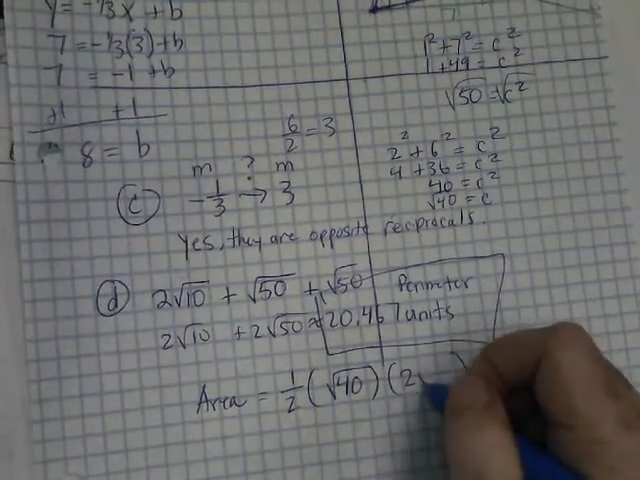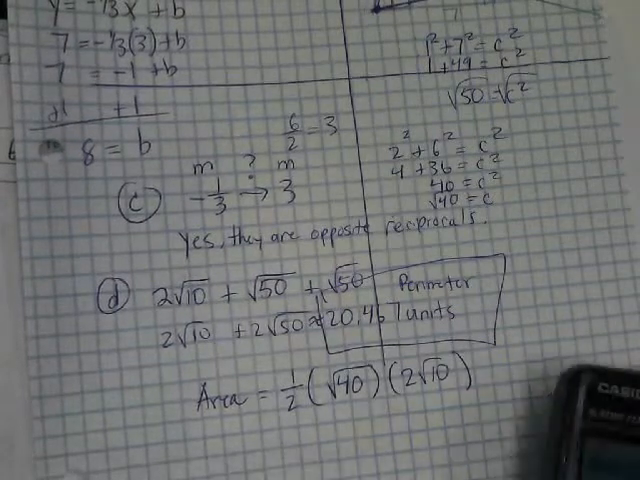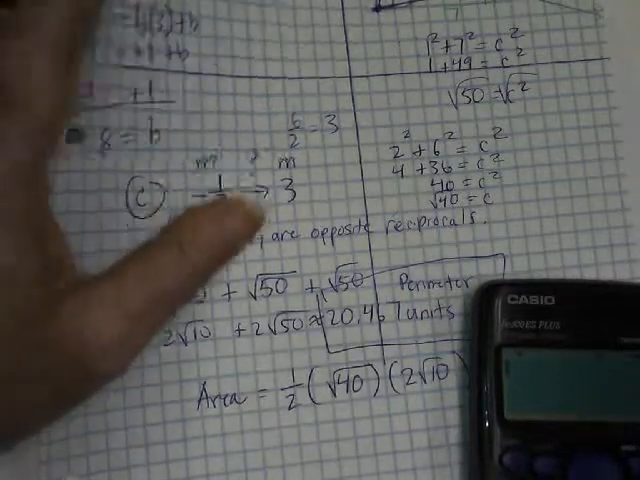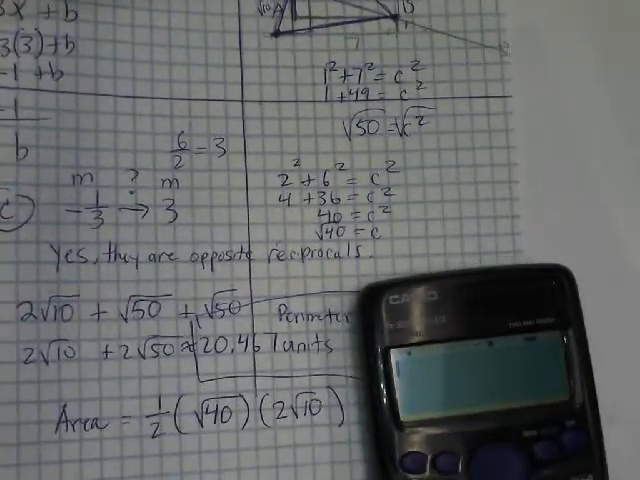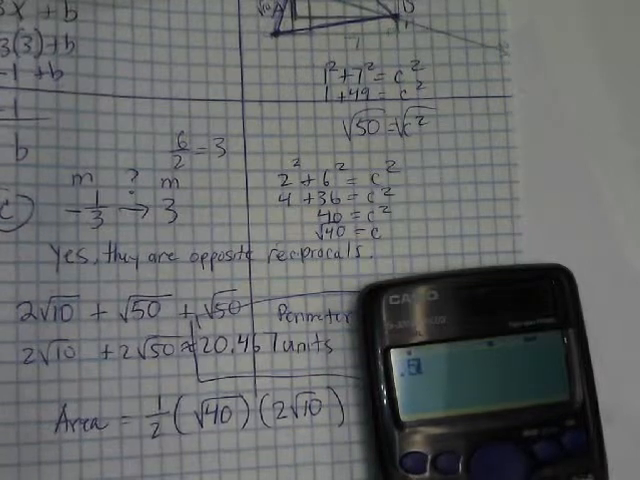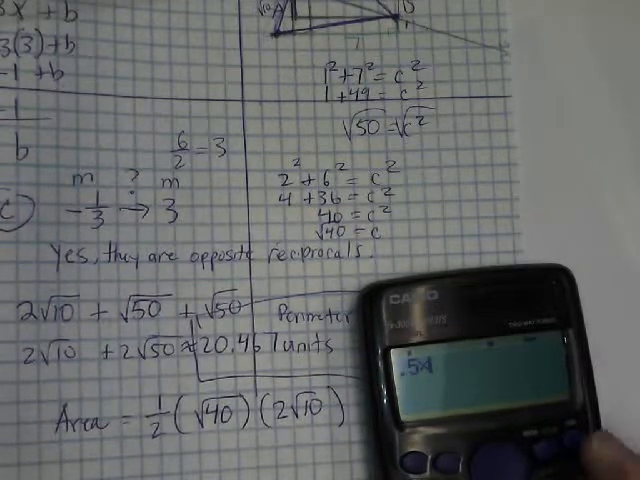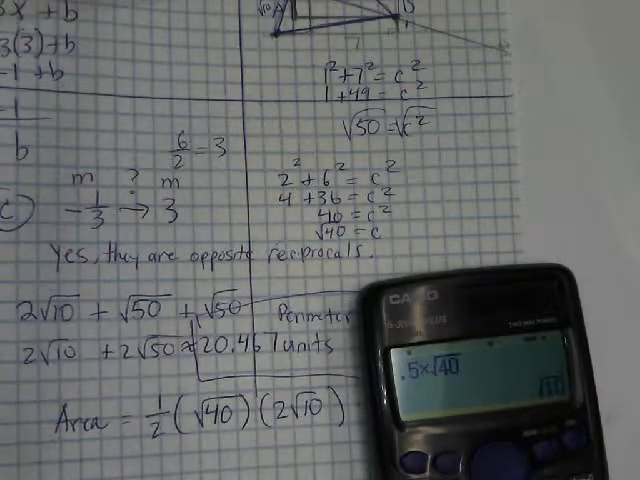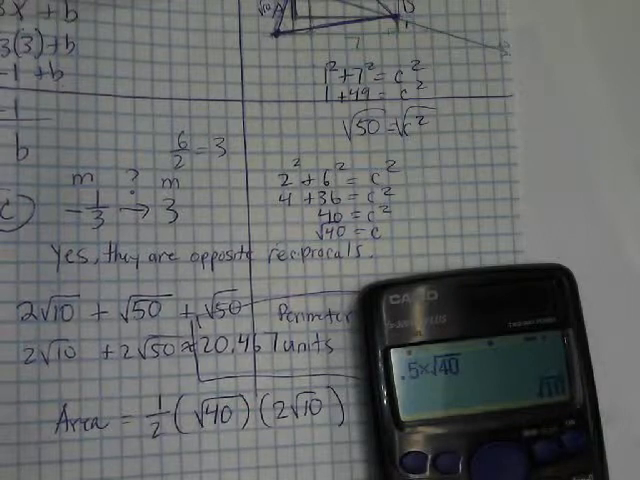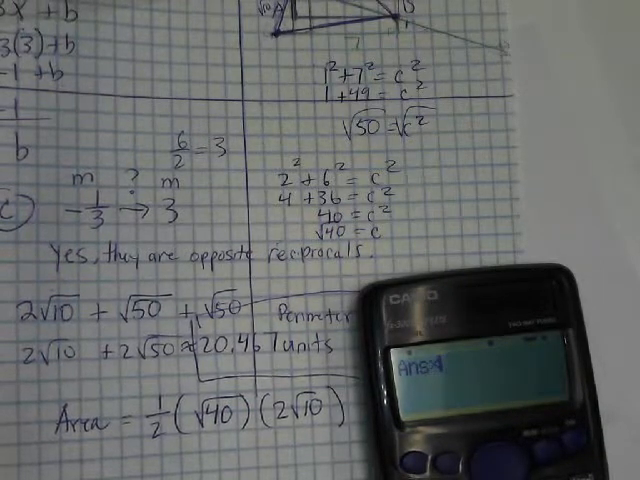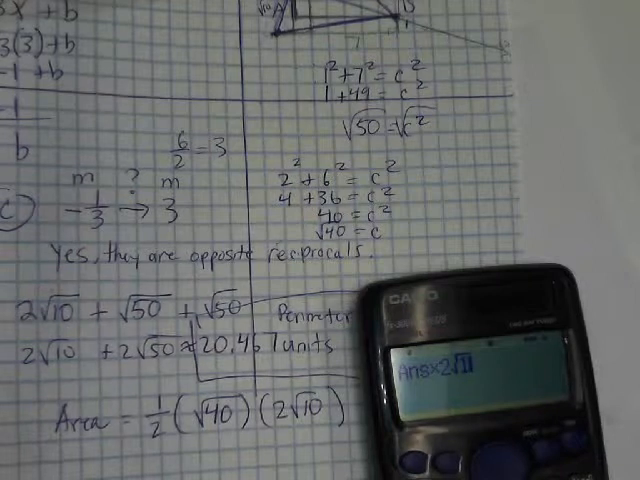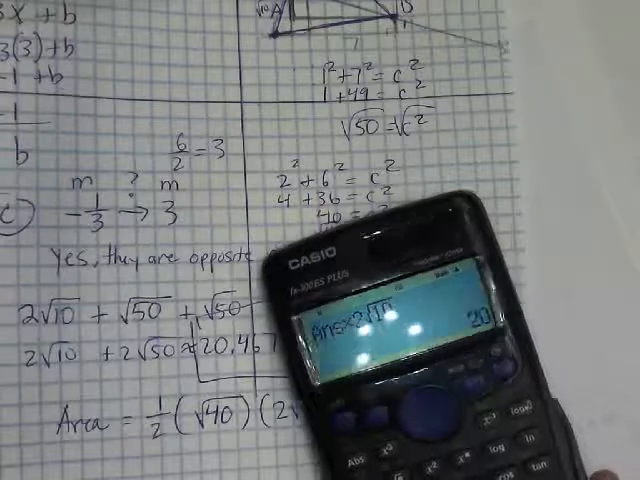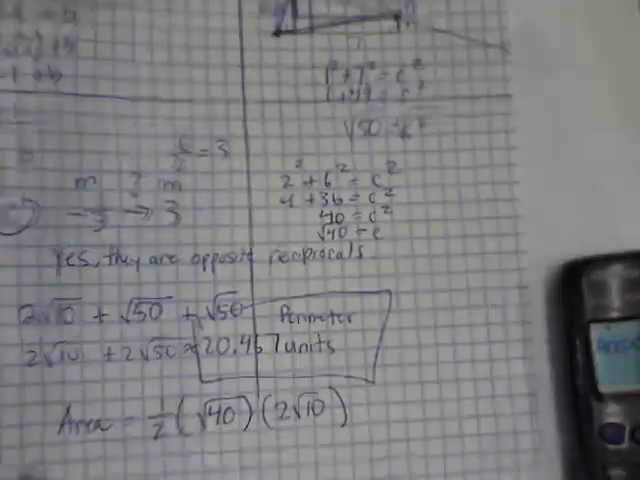You probably love all these roots, huh? Just type it into your calculator. I'll put it right here so you can see what I'm typing. I'll just use 0.5. 0.5 times root 40 times 2 root 10. I know you're all jealous of my calculator. Ha! The answer was exactly 20. You like that? 20 units squared.